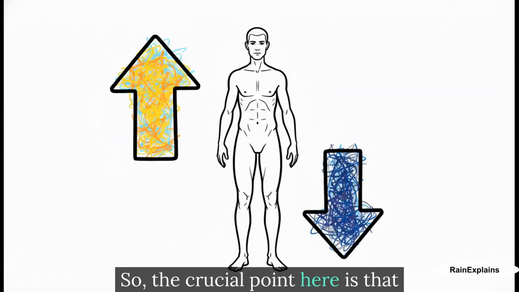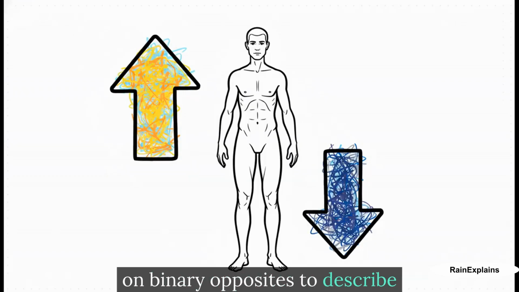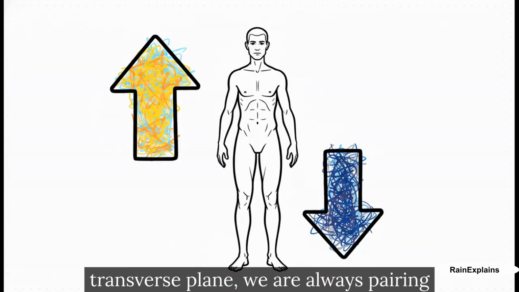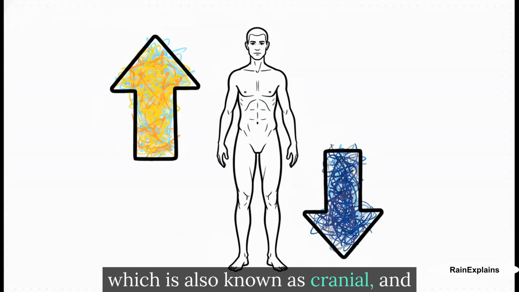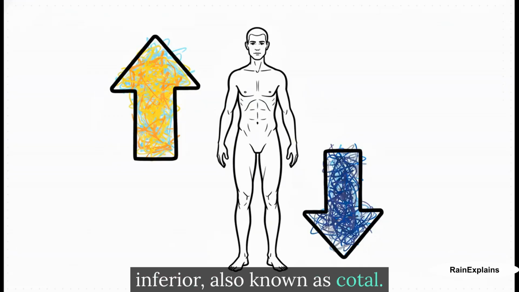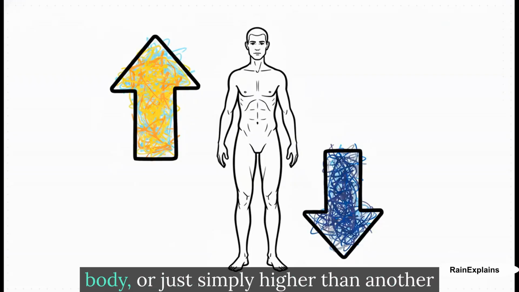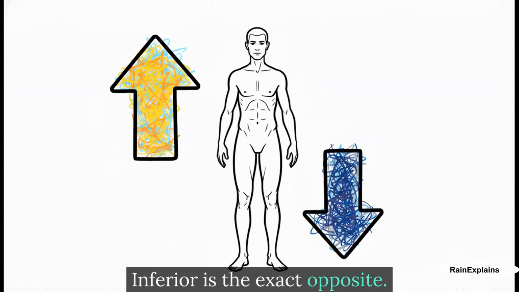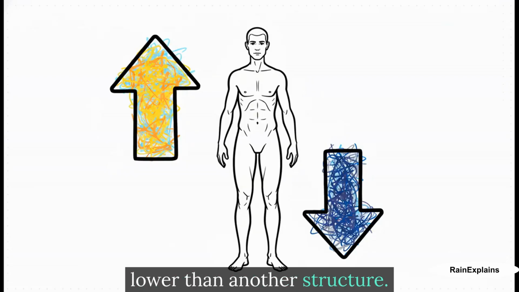So the crucial point here is that anatomical terminology relies heavily on binary opposites to describe relationships along these planes. When we're talking about the transverse plane, we are always pairing it with two directional terms: superior, which is also known as cranial, and inferior, also known as caudal. Superior describes a position that's above, closer to the head end of the body, or just simply higher than another part. Inferior is the exact opposite. It's a position below, toward the feet, or lower than another structure.